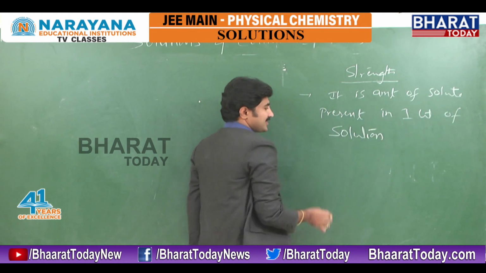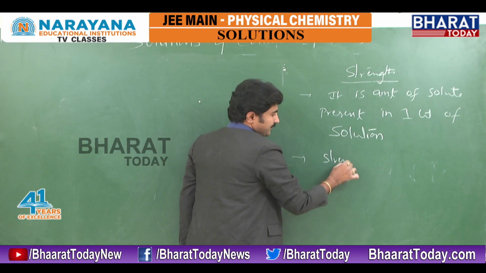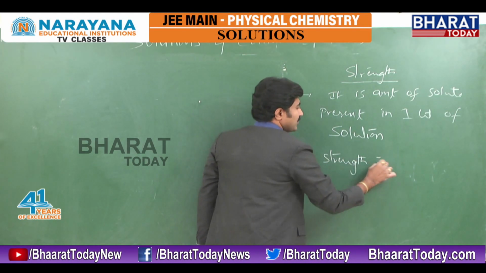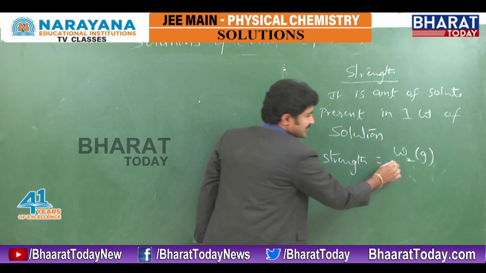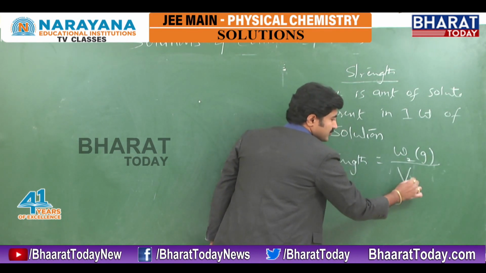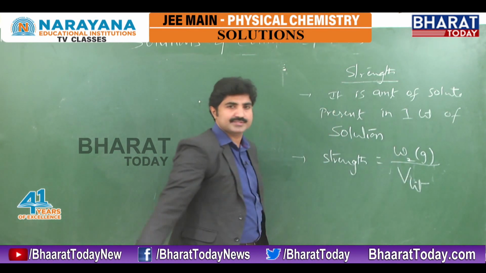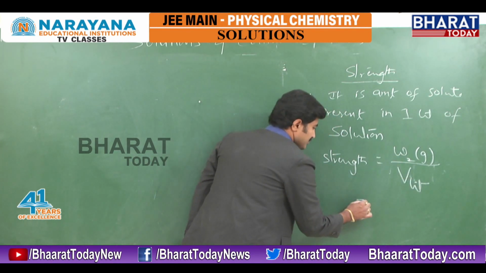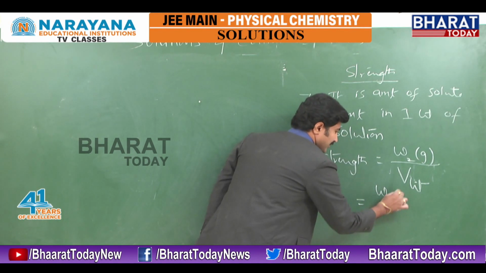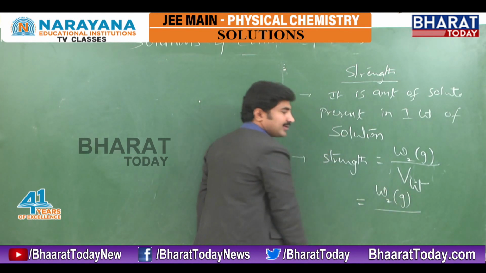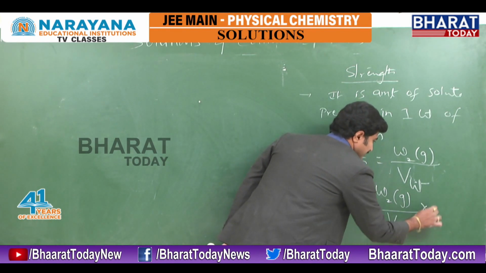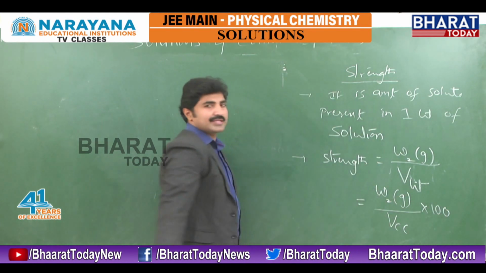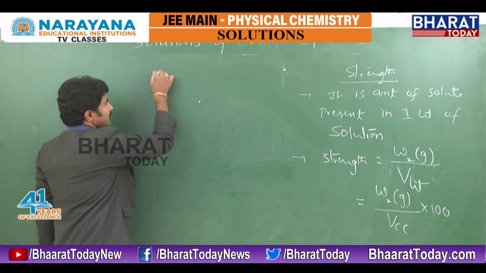Mathematically, how do you express this? Strength is W2 in grams, the weight of the solute in grams present in the volume of the solution in liters, that is V in liters. Or it is also expressed like W2 in grams by the volume in cc into 1000.